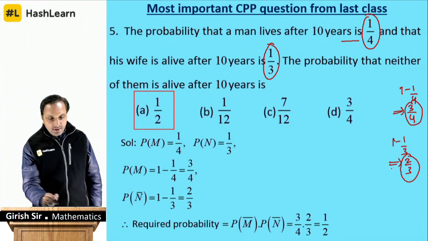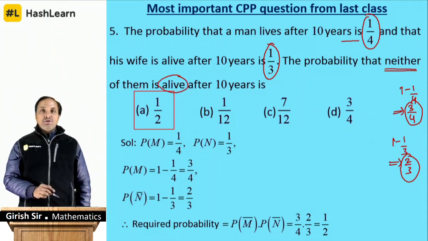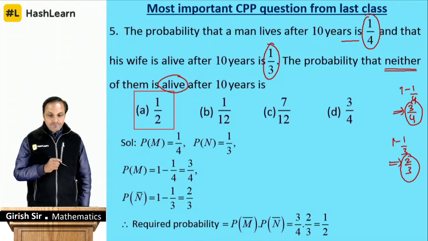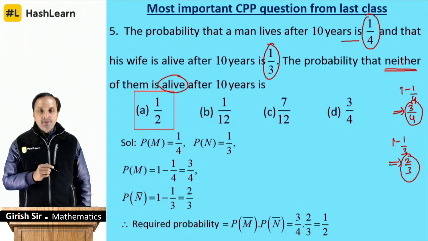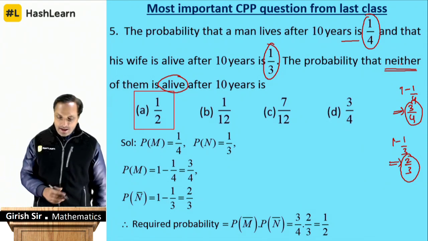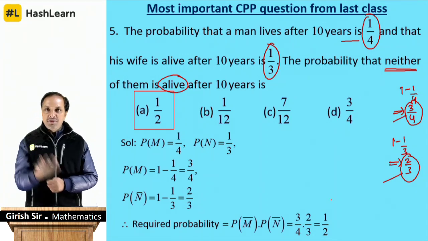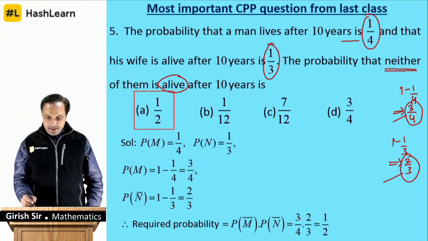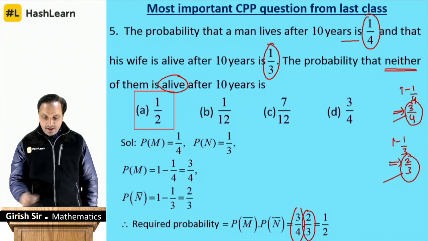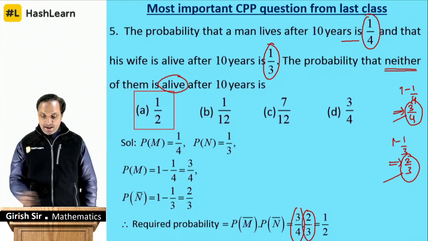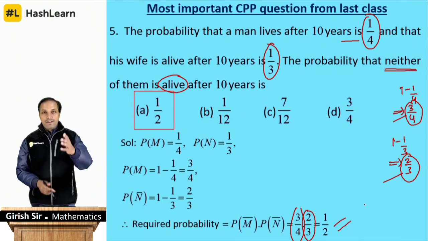So what do you need to do? Neither of them is alive. So make a note of that. Man and also his wife, they are not alive. So what do you need to do? You need to take 3 by 4 and 2 by 3. You need to take the opposite of what they are giving you. 3 by 4, this is man, man is not alive. And this is his wife, is not alive. 3 by 4, 2 by 3, cancel. You'll be able to get the final answer as 1 by 2, which is reflecting in option A, and that should be your answer.